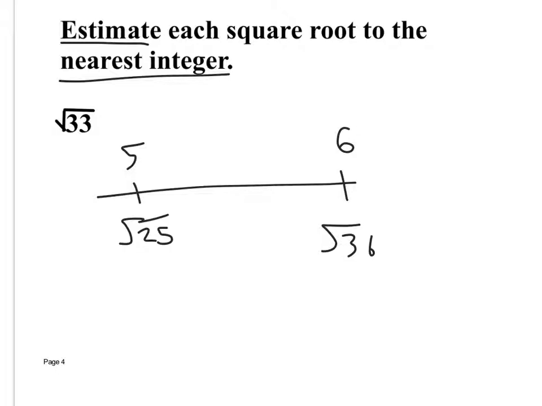If you don't know, just go through your squares. 1, no. All right, 4, 9, 16, 25. Oh, 25 is close to 33. And then go to the other side of it. What's next? 36. There you go.